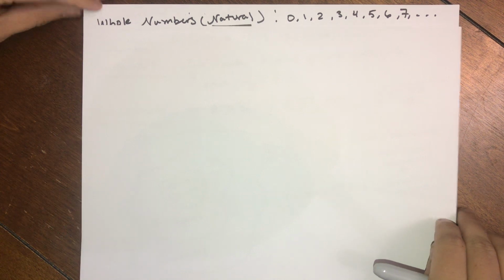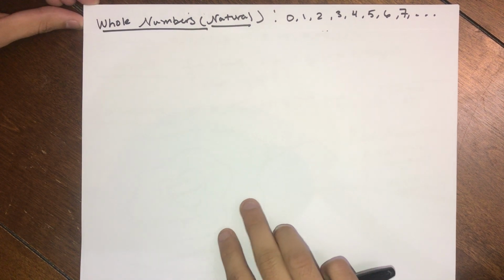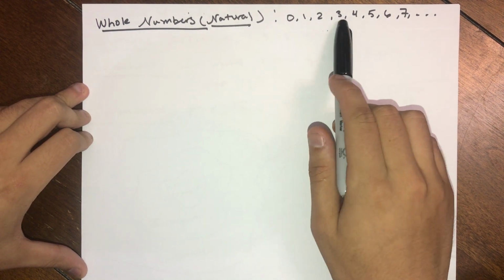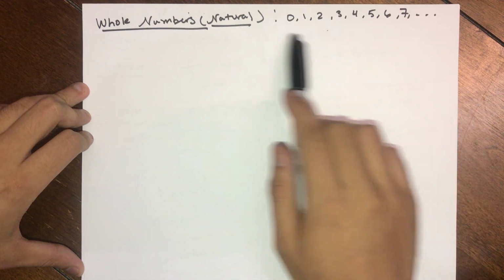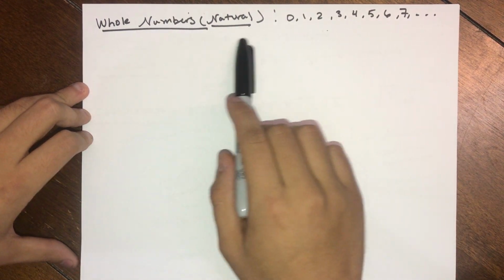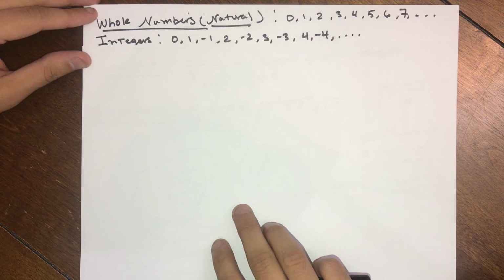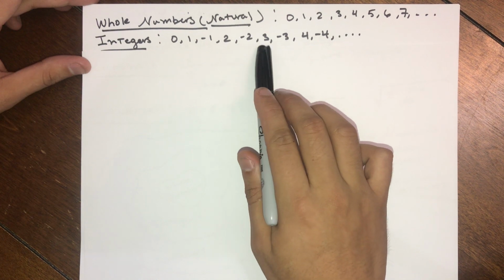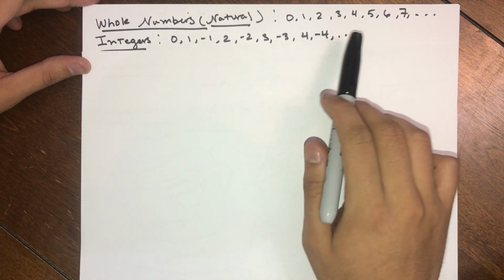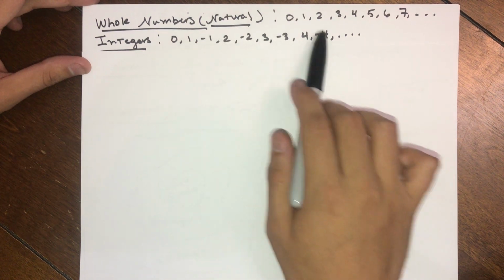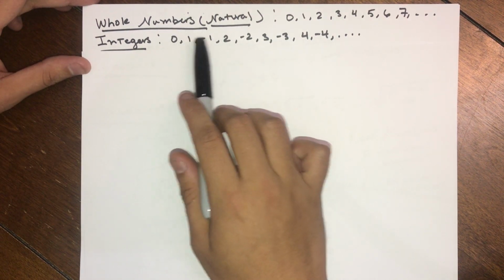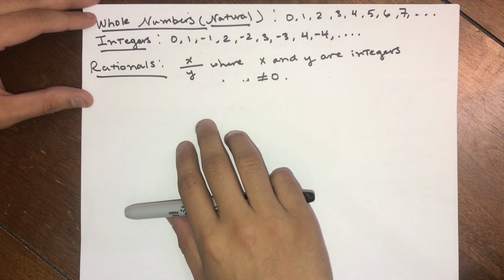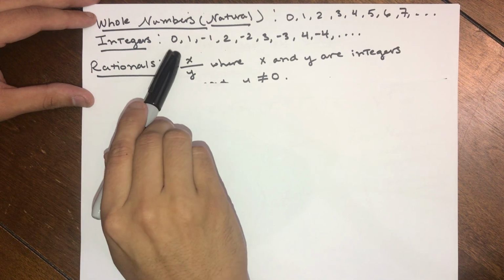Okay, so remember the whole numbers were the natural numbers. The whole numbers and natural numbers are the same thing. 0, 1, 2, 3, 4, 5, 6, 7. Okay, it's just those basic numbers. That's what we call the whole numbers or the natural numbers. Then we have the integers, which are going to be 0, 1, -1, 2, -2, 3, -3, 4, -4. Okay, so it's just the whole numbers with their negatives. Okay, so 1, -1, 2, -2. Okay, and so on.